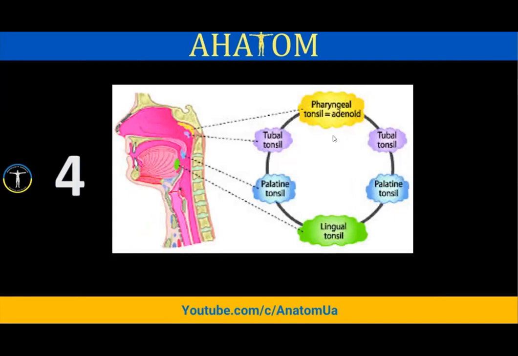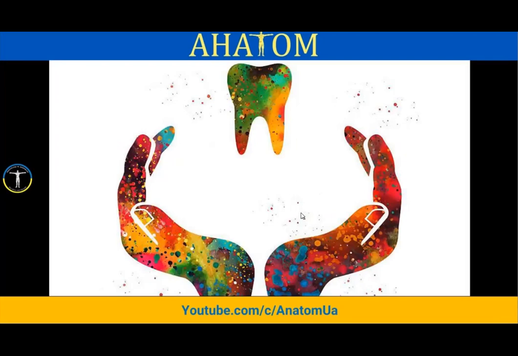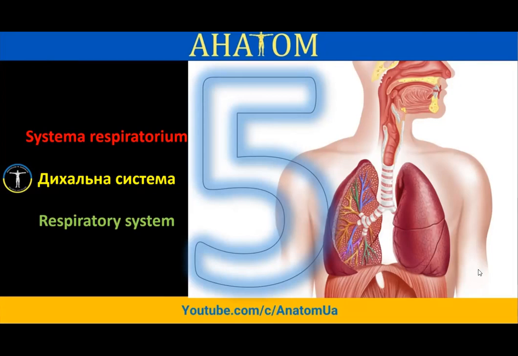Okay, number four in the digestive system, for example, the names of the tonsils. One variant: tonsils are part of the lymphoid organs, but they are also connected with the oral cavity and are a very important moment, for example, in digestion. Pharyngeal tonsil, or another name, adenoid, yes. Lingual tonsil at the root of the tongue. Tubal tonsil near the auditory tube, and palatine tonsil. Together it's a ring, yes, the lymphoid ring, Waldeyer's ring. Okay, what is number five you remember in the respiratory system?